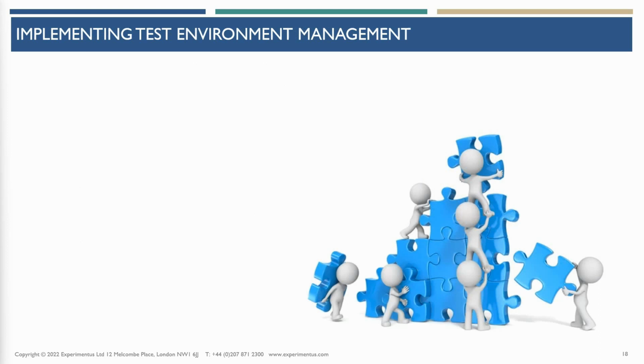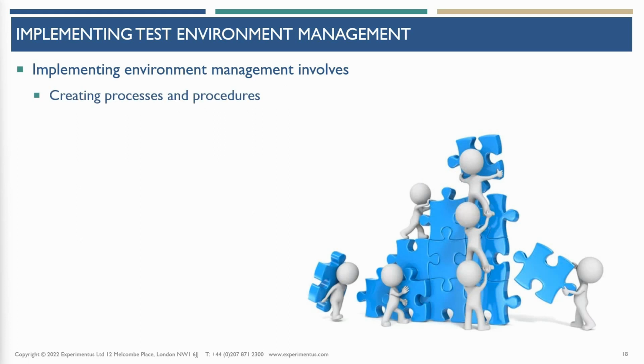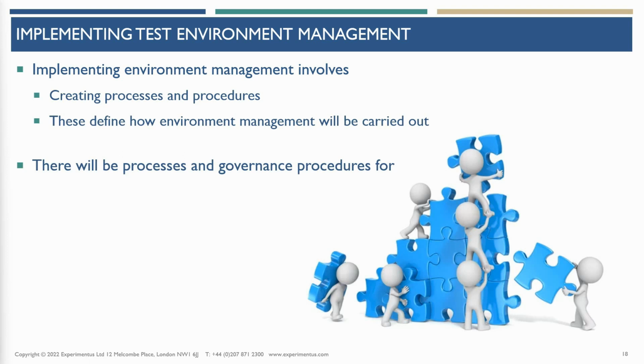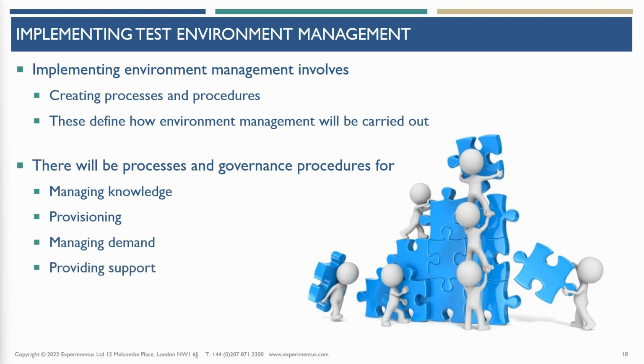Environment management can be implemented in many ways. How it should be done depends on several factors, including the abilities and skills available in the organization. Talking very generally, implementing environment management involves creating processes and procedures which define how the constituent elements of environment management will be carried out. So there will be processes and governance procedures for such activities as managing knowledge about the environments, provisioning them, managing demand, providing ongoing support, managing and resolving issues, and reporting.